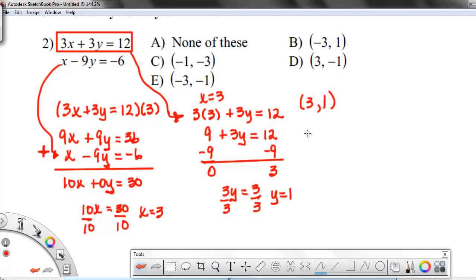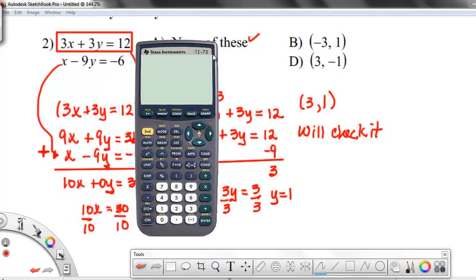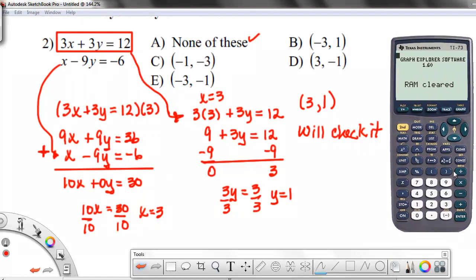Now if you look at your choices, A is none of these, and if you look at B, C, D, and E, none of them work. So what I suggest when this happens to you on a multiple choice test, is that you check your ordered pair to make sure that it's right. So simply take out a calculator and you'll use the first equation, and everywhere you see an x, you'll put a 3, and everywhere you see a y, you'll put a 1 for the y. And if I do that to the first equation, it should equal 12, and it does.